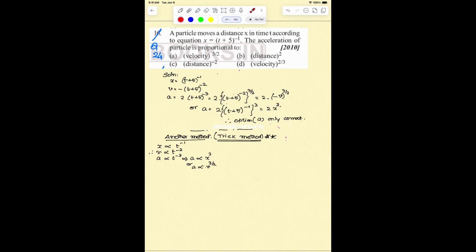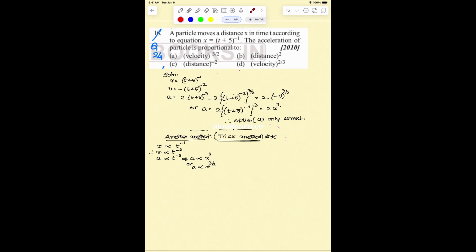Read the next problem. A particle moves a distance x in time t according to a relation, x as a function of time. Therefore it is a straightforward method, because the independent variable is time. Now the acceleration of the particle is proportional to... Here they don't want acceleration as a function of time, they want acceleration as a function of either x or velocity, because the options deal with only velocity or distance. Therefore, slightly more mathematical work is involved in this.